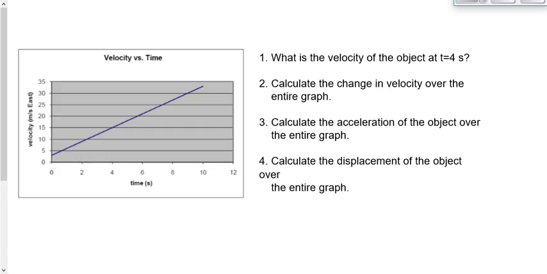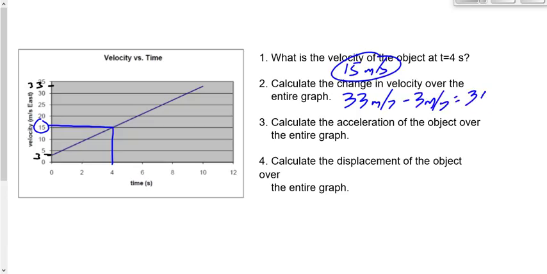Here's the example that's on the front page of the handout that I gave you. You've got a velocity time graph here. It's hard to tell exactly these numbers, but I promise you when you get the handout, the numbers will be more clear. This should be a 3 right here, and this number up here should be 33. Okay, I think the rest of the numbers are pretty clear. What's the velocity at 4 seconds? Up and over, looks like 15, isn't it? What's the change in velocity over the entire graph? The final velocity is 33 meters per second, up and over. The initial velocity is 3 meters per second, so the change is 30 meters per second.